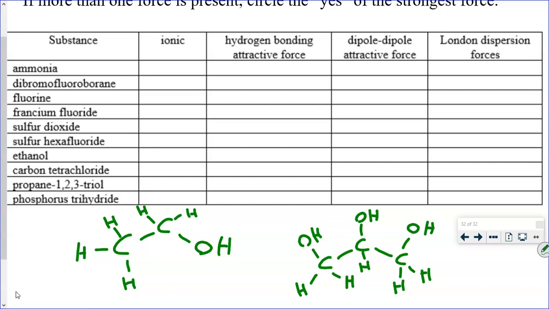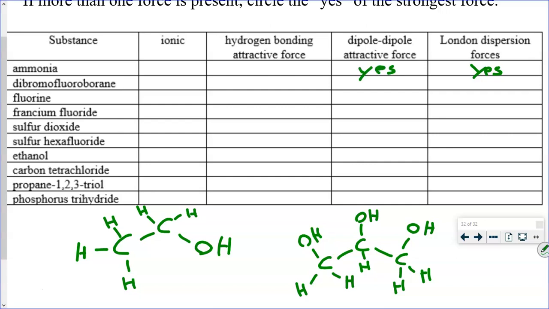Okay, so let's look at ammonia. Ammonia is NH3. NH3 has 1 lone pair on the nitrogen and 3 hydrogens coming off of it. That's a coordination number of 4. But we only have 3 bonds and 1 lone pair. This is going to be a trigonal pyramid. So this is going to have certainly dipole-dipole attractive forces. Everything, by the way, has London dispersion. So we can put yes in more than one column here for ammonia. It has London dispersion because everything does. It has dipole-dipole because it is a polar molecule.